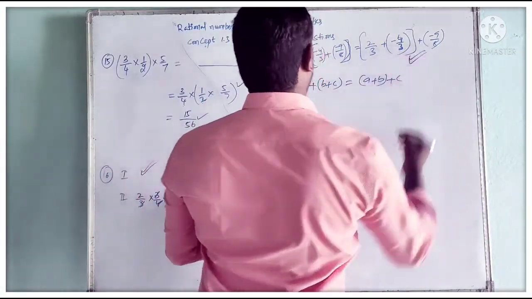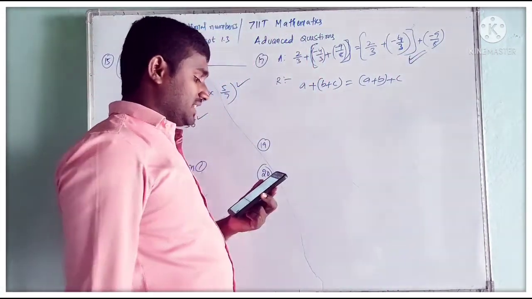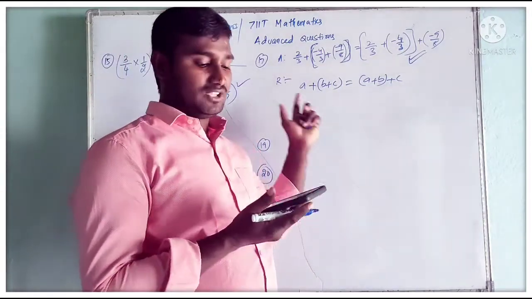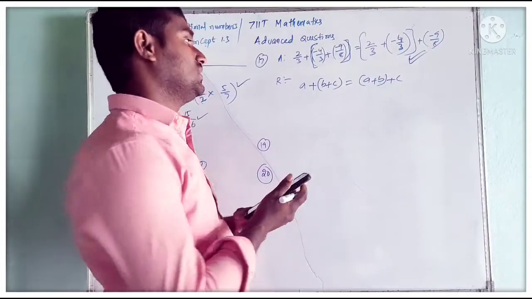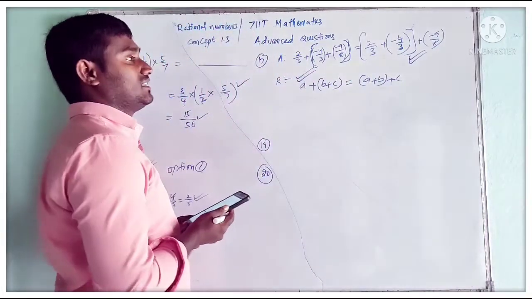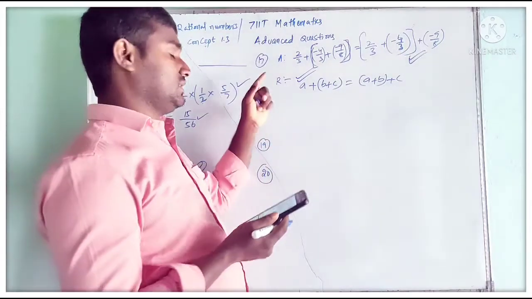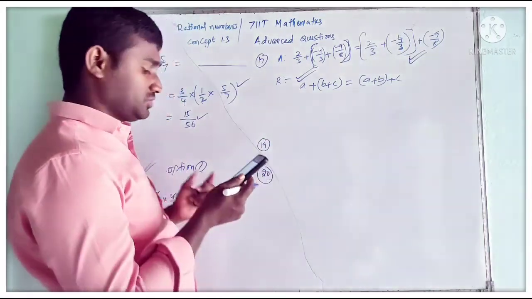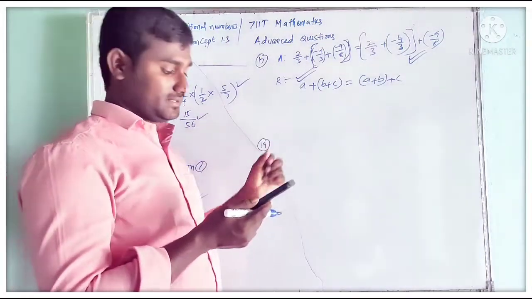The assertion is right. Reason: rational numbers are associative under addition. Yes, they are also closed under addition. So the reason is correct and the assertion is also correct, and the reason is the correct explanation for the assertion. Next, the 19th question. The 18th question we can discuss next.